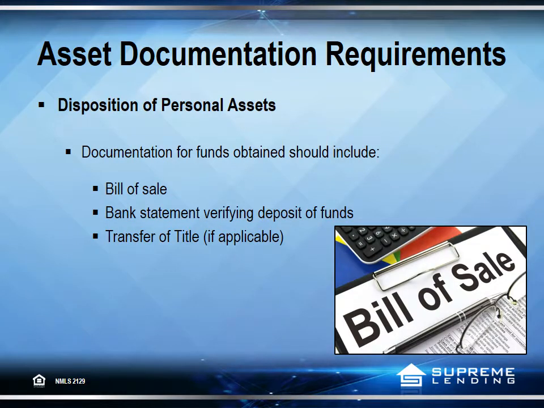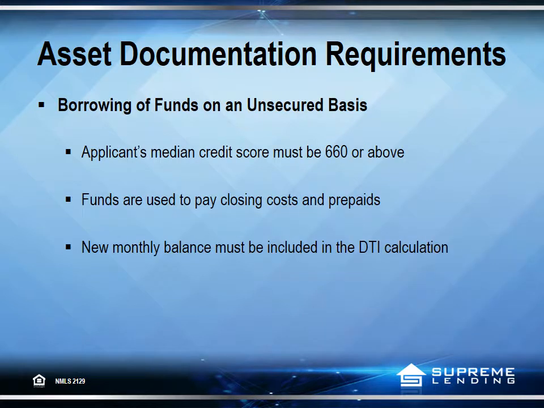For disposition of personal assets, documentation for funds obtained should include the bill of sale, a bank statement verifying deposit of funds, and a transfer of title if applicable. When borrowing funds on an unsecured basis, the applicant's median credit score must be 660 or above. The funds have to be used to pay closing costs and prepaids, and the new monthly balance must be included in the DTI calculation.